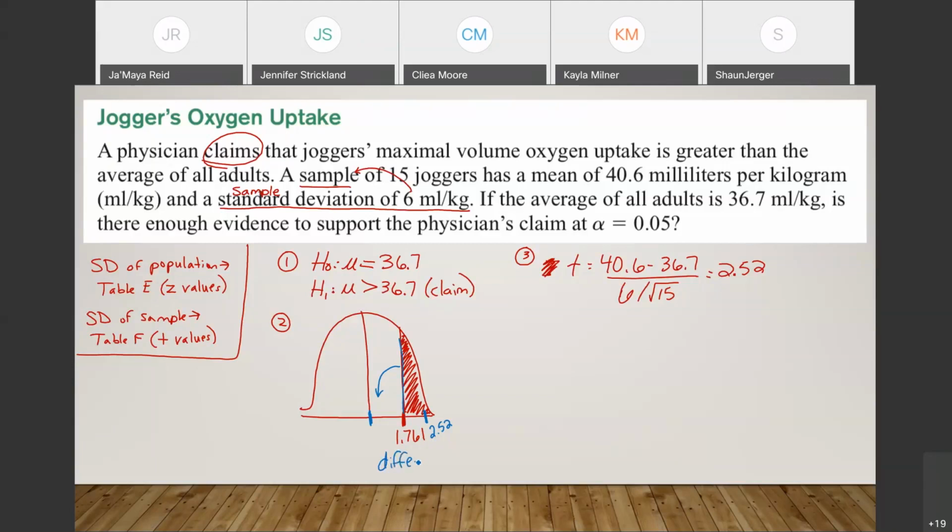So we reject. Good. And remember, the null always says they're the same. So we don't agree, so we say reject the null.